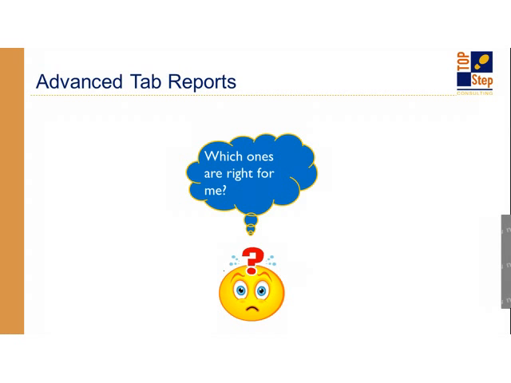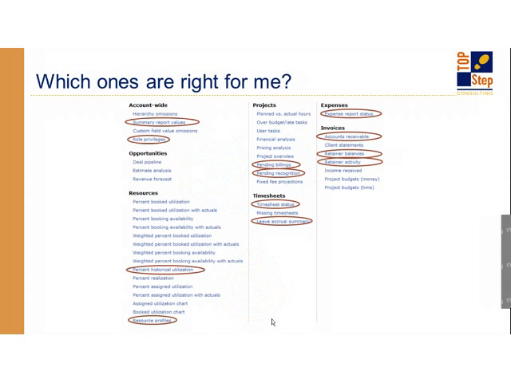So now that we've looked at quite a few of the advanced reports, which ones should you use, and how do you know which ones you should use? So which ones are right for me? This is something we all have to dig deep to figure out, but it's basically how advanced you are in the system, how much reporting you're doing, and what modules you're using.